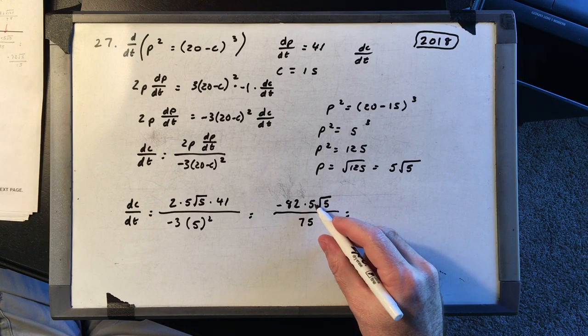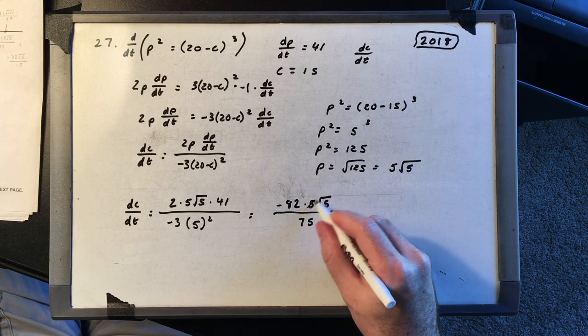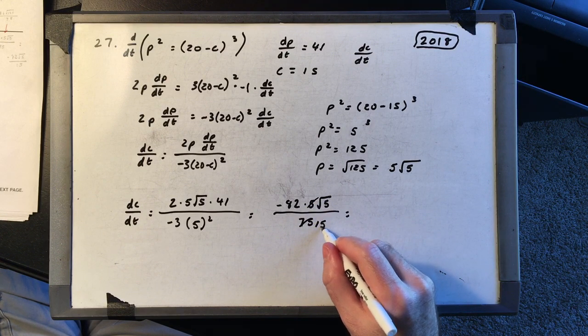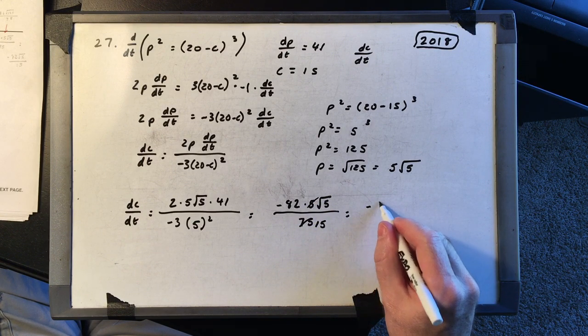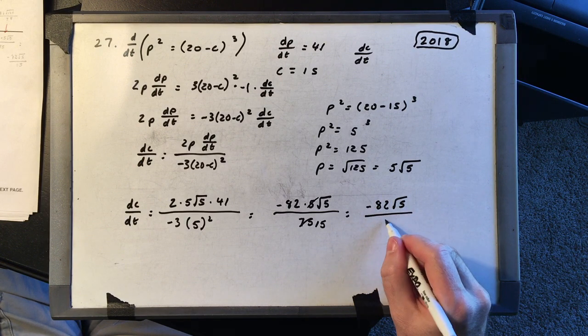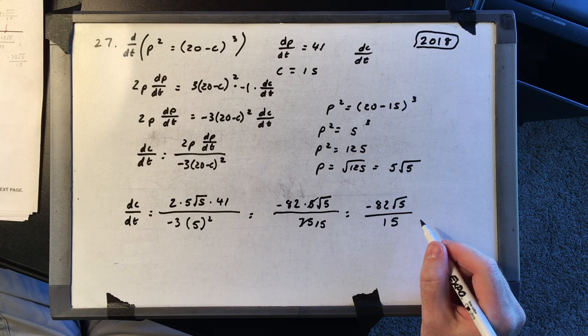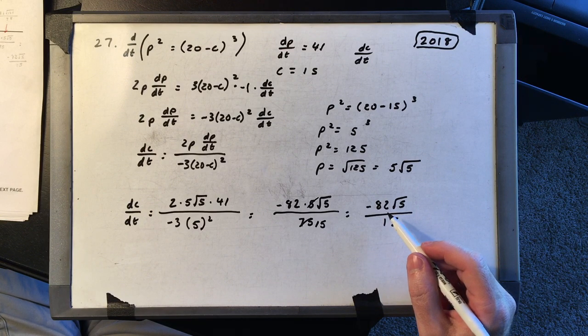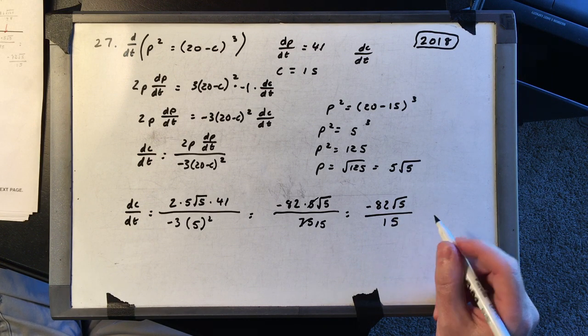All right, we could cancel that 5 and make that into a 15. So that's minus 82 root 5 over 15. Maybe as soon as you got to the 82 part, you could make a guess, but 82 is part of A and D.